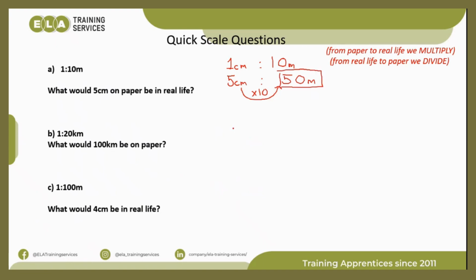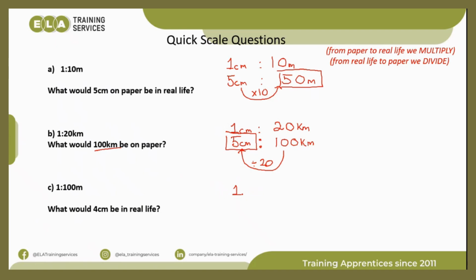Let's now have a look at B. Our scale is 1 centimetre to 20 kilometres, and our question's asking what would 100 kilometres be? So we put our 100 underneath our 20. Now because we're starting with real life and we want paper, we're going to divide. So 100 divided by 20 is 5 centimetres. Really important: if we cannot do a division in our head, we always put it into bus stop. It's the easiest, most effective way to do any division.